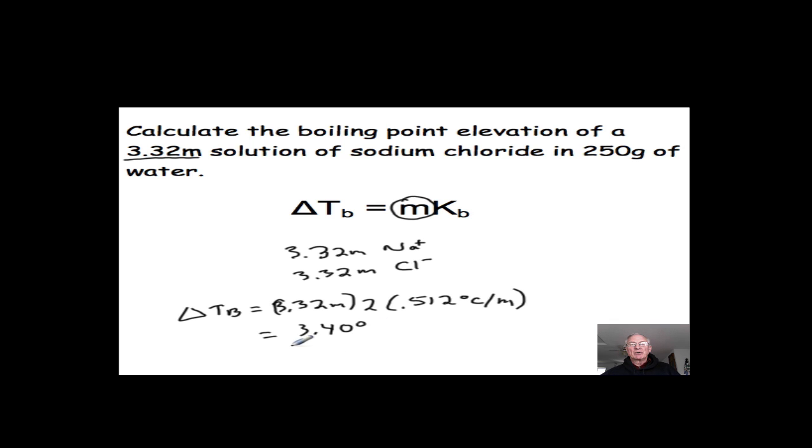And so our new boiling point of the water with this salt dissolved in it would be 103.40 degrees C. So an ionic material has a greater effect on the boiling point when it's dissolved because it splits down into more particles in the solution.